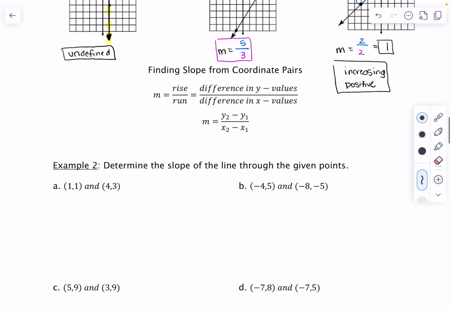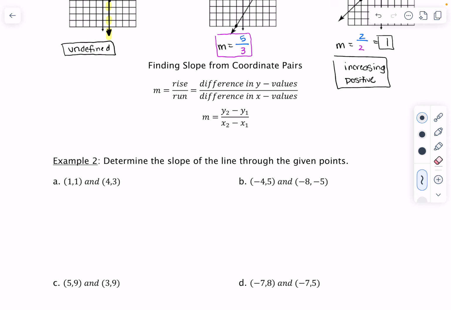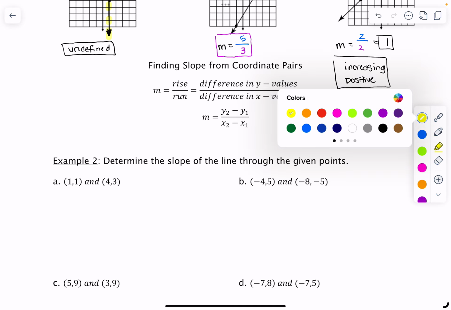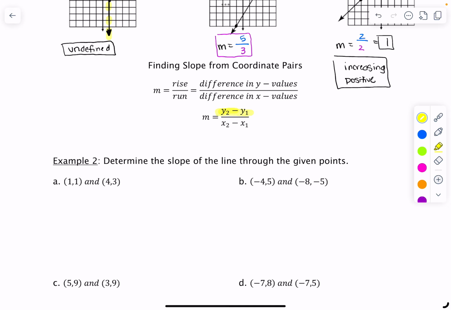So that's finding slope from a graph. But what if we want to find slope and you're not given a graph, you're just given a couple of coordinate pairs? Well, we have to keep in mind again that slope is your rise over your run, and your rise happens to be your difference in y values. So how is y changing? And then your run is, well, how is x changing? And we use this formula right here. These are the y's changing. So it's y2 minus y1, which is 2 of the y values subtracted from each other, over x2 minus x1, which are 2 of the x values subtracted from each other.